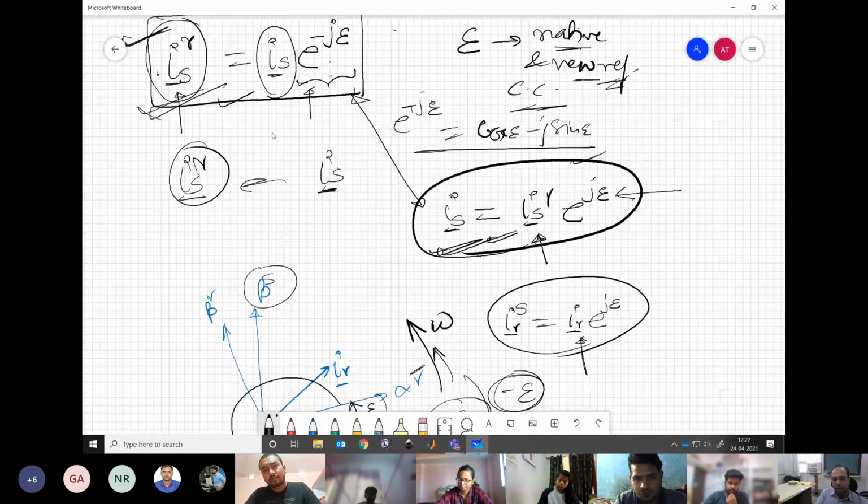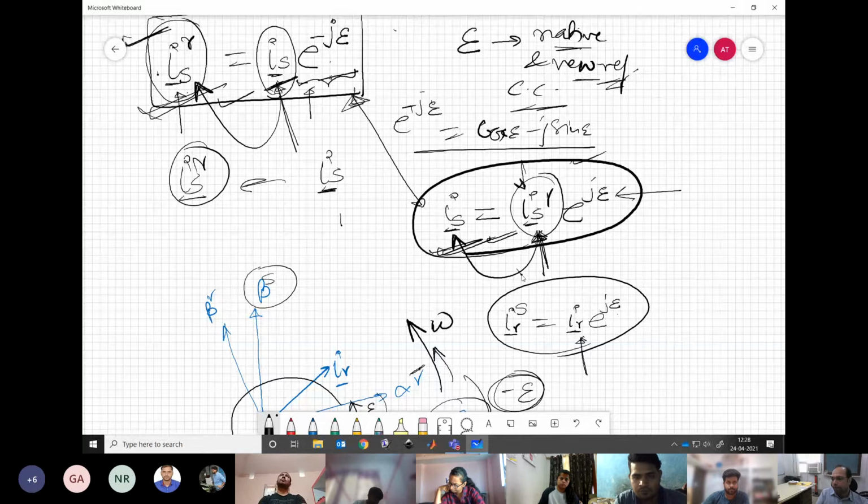One way to see is, okay, it is simple mathematics. We are putting this term e raised to power minus j epsilon either on this side or on that side. Physically, what is happening? We know this right hand side quantity, and we want to express the left hand side quantity in terms of this. Same here, we know the right hand side quantity here. We want to express the left hand side quantity in terms of this, which is a different reference frame. Understood my point?